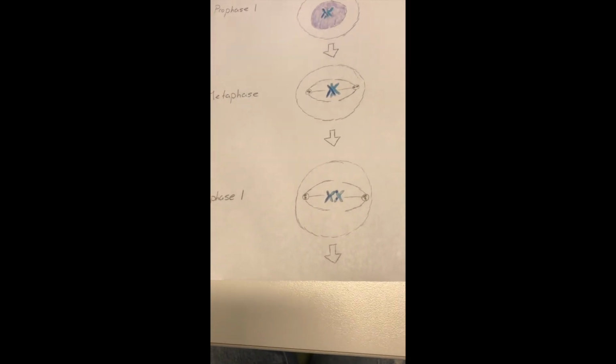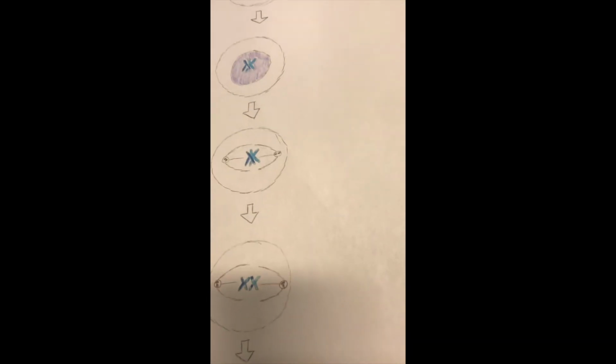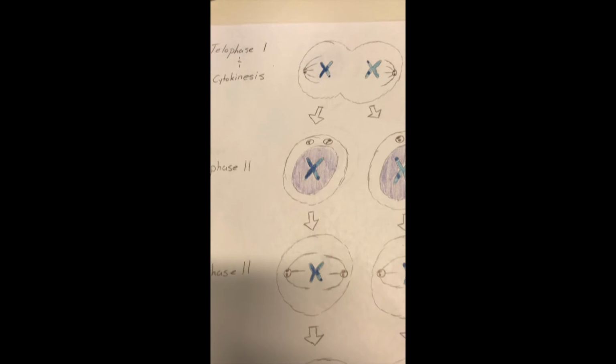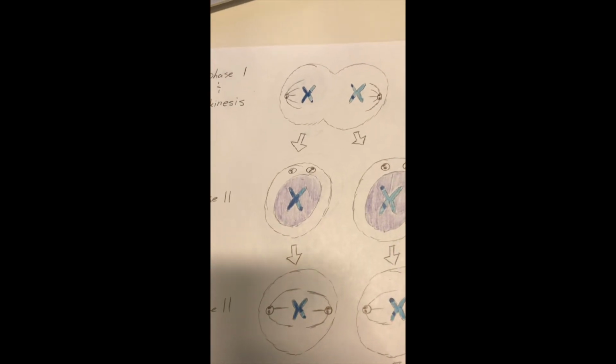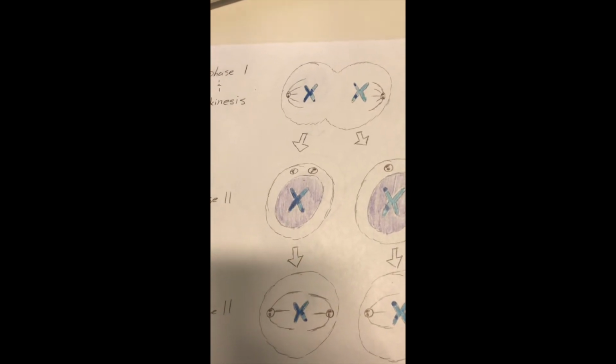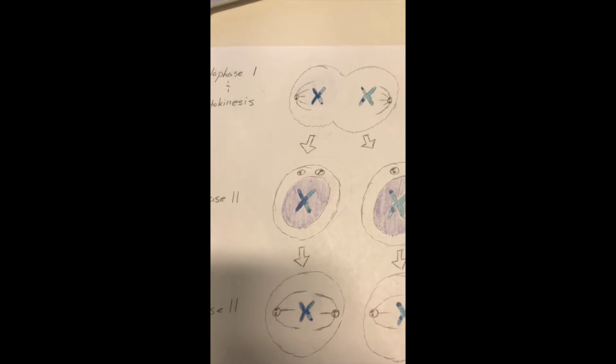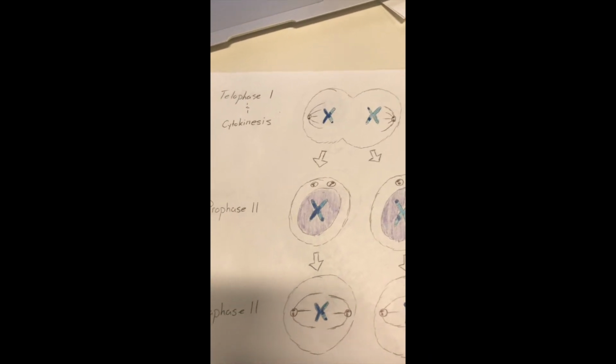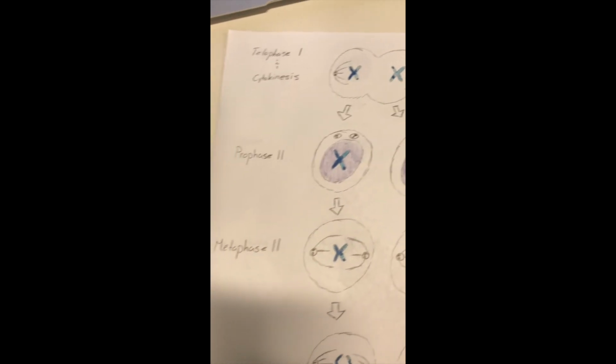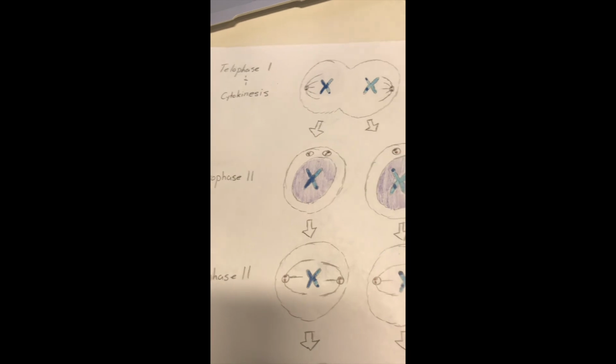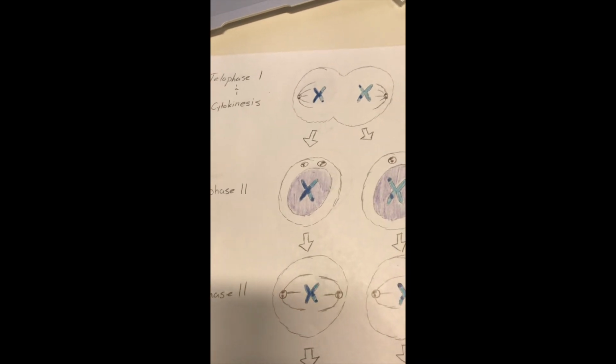This is different than in mitosis. In telophase 1, each side has a haploid set of chromosomes. Each chromosome still has two chromatids. Nuclear membrane forms around the two daughter cells. In cytokinesis in meiosis, the cell splits into two daughter cells with two chromatids in each.